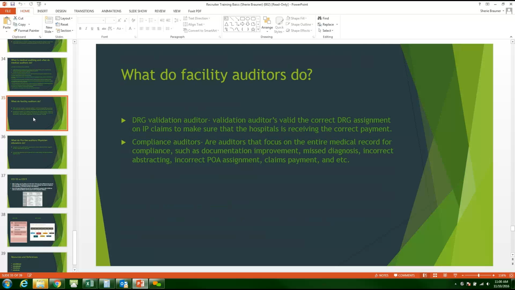Slide number 35, what do facility auditors do? DRG Validation Auditor. Validation auditors validate the correct DRG assignment on inpatient claims to make sure that the hospital is receiving the correct payment. Compliance auditors focus on the entire medical record for compliance, such as documentation improvement, misdiagnoses, incorrect abstracting, and incorrect POA assignments, just basically looking to make sure the claim is going to be paid.